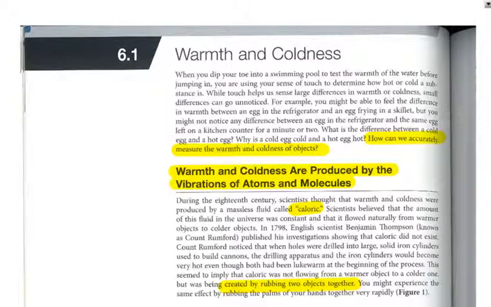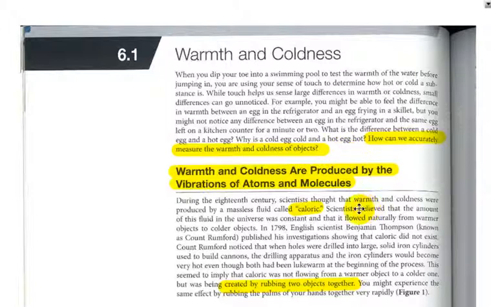This is the first section of the HT1 unit, 6.1, Warmth and Coldness. So the first part here, we're looking at how you can accurately measure warmth and coldness of objects.